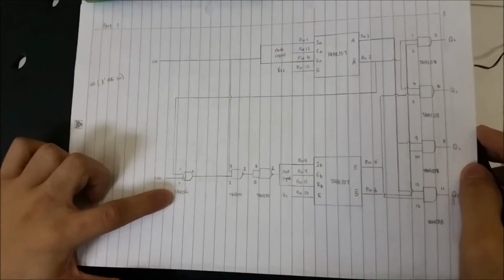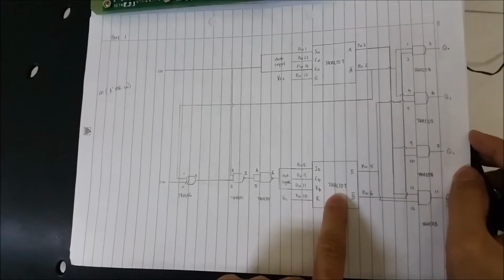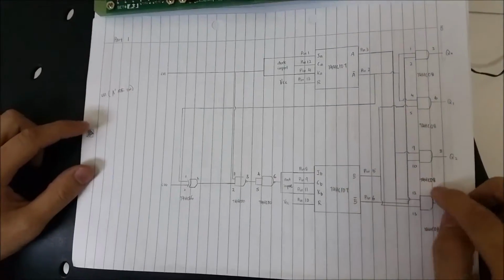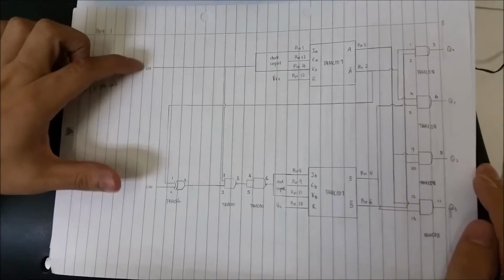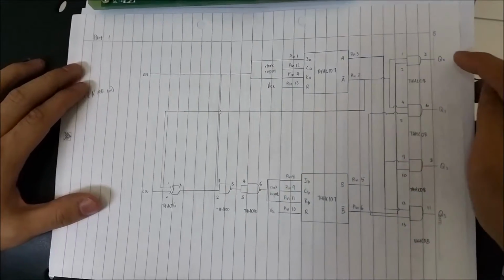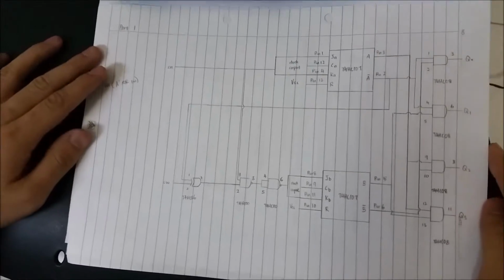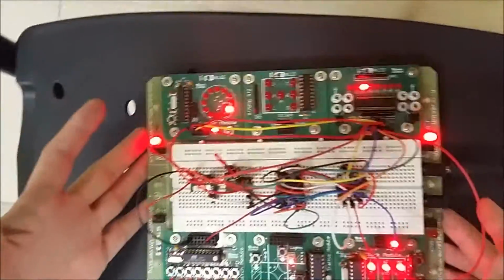We are using 74HC86, 74HC00, 74HC107 and 74HC08. And these are our inputs EN, CW and our clock input, and these are the 4 outputs, which are Q0, Q1, Q2 and Q3. This is our connection. So now I will demonstrate my circuits.